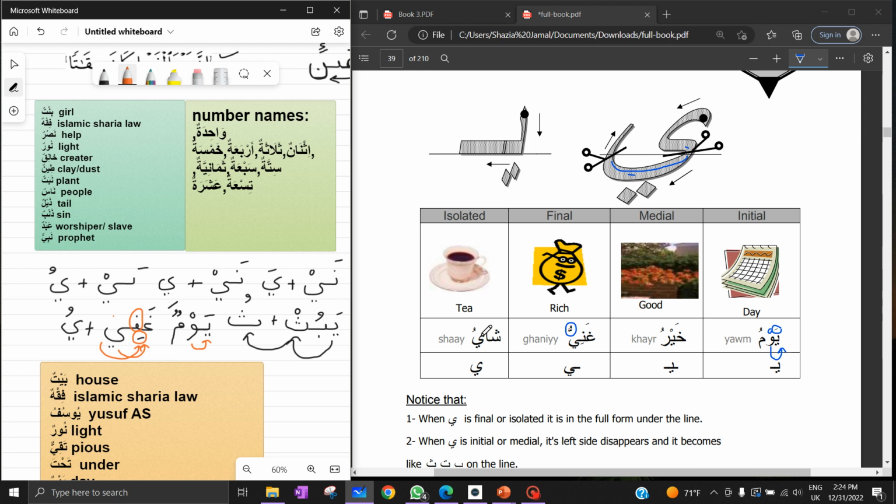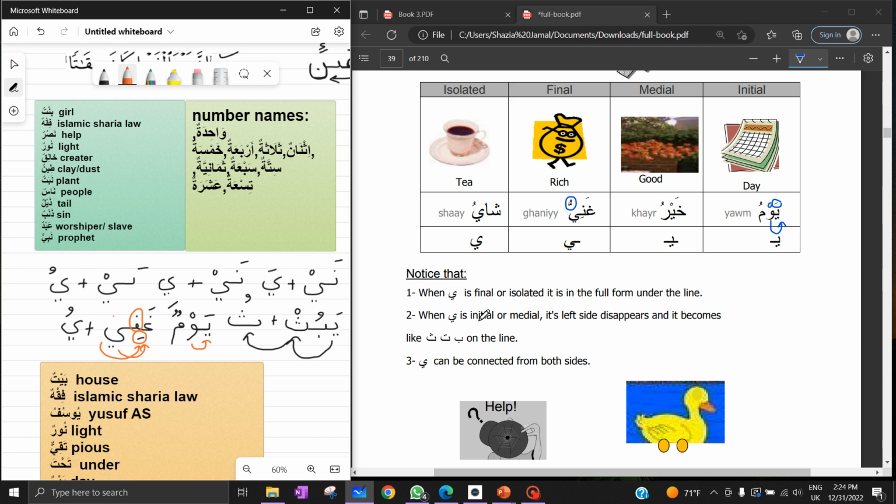Since ya has a haraka, here it is coming isolated. It's not joined with alif. You can see alif is coming as a non-connector and a long vowel. And this has a haraka. That means this is not a long vowel here, but a letter. So let's see some important points.